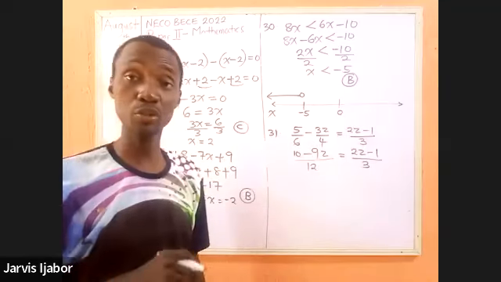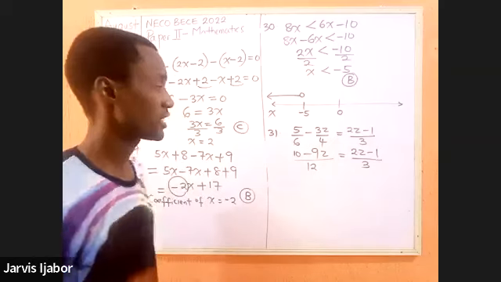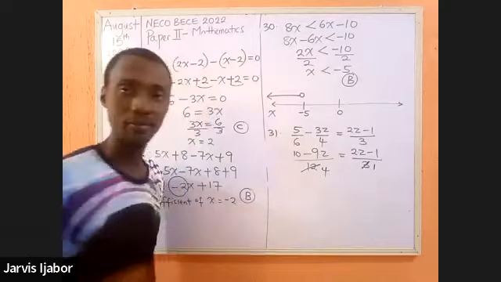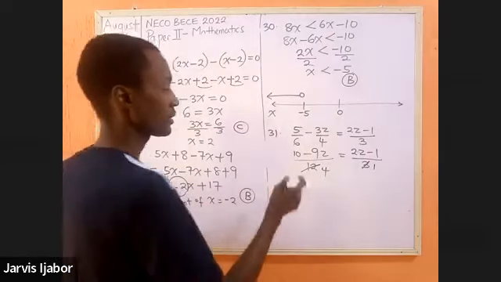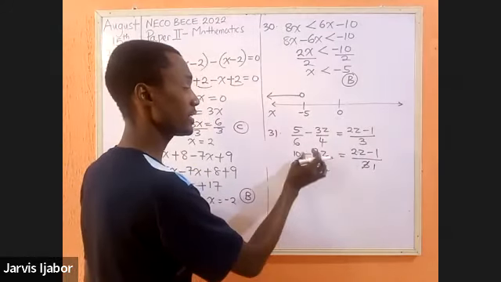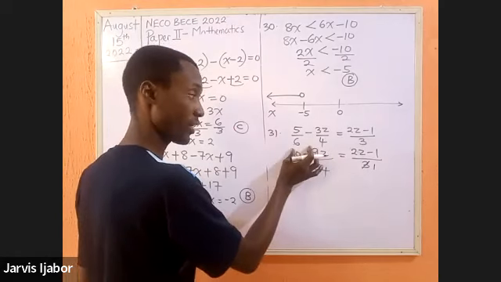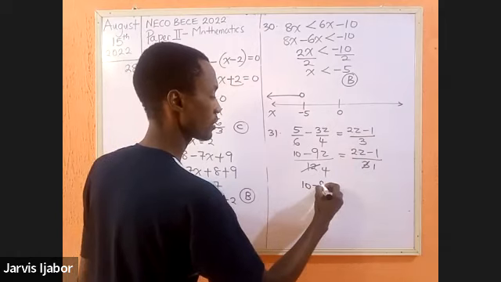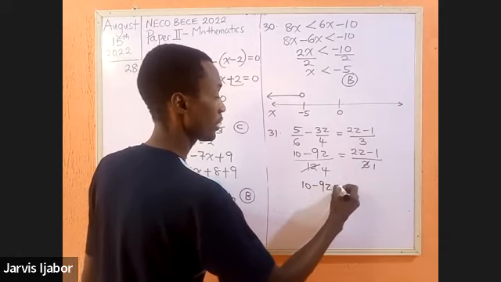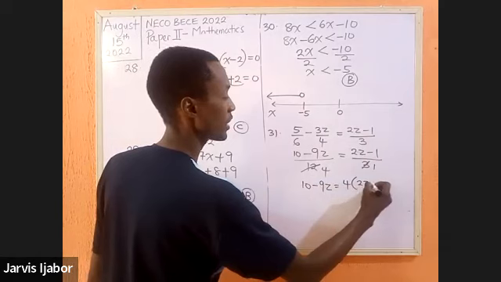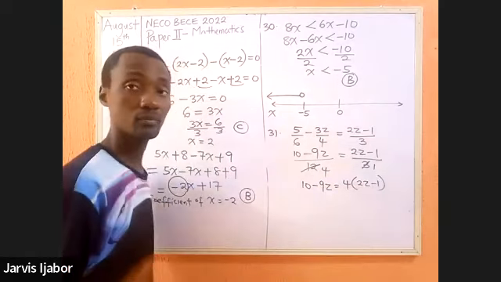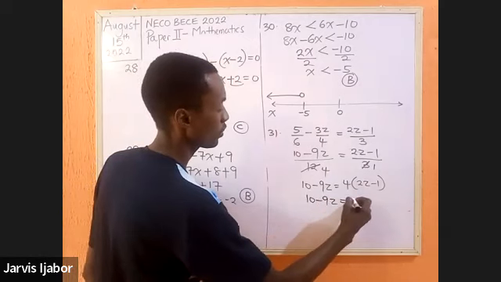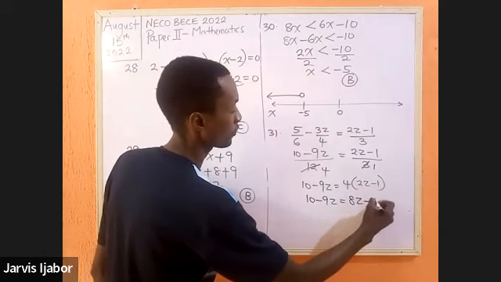Power of recognition using your HCF will suggest that 3 can go here, will be 4. 3 can go here will be 1. What do you do next? The next thing is to remember that this is dividing this, and so it will multiply this. So that will be 10 minus 9z equal to 4 into 2z minus 1. That will be 10 minus 9z equal to 8z minus 4.